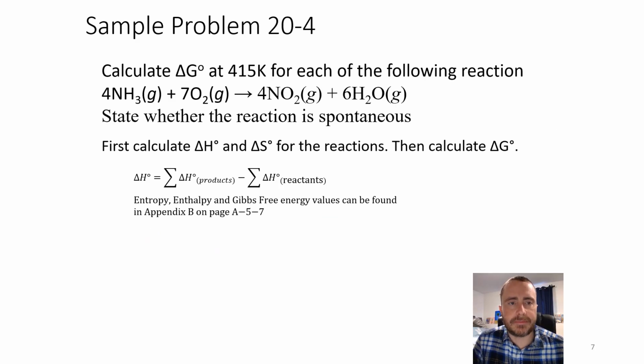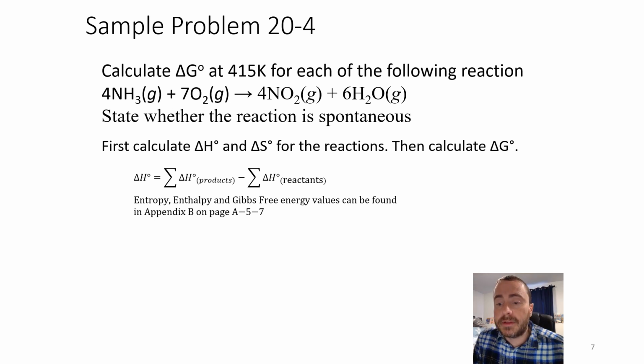All right, let's work a sample problem, 20-4. This is the sort of problem that you'll easily see somewhere along the lines, although likely they're going to give you enthalpies and entropies or something like that, but you might have to calculate them. So what we're going to do here is calculate our Gibbs free energy change at 415 Kelvin for the reaction of ammonia plus some oxygens producing nitrogen dioxides and waters.